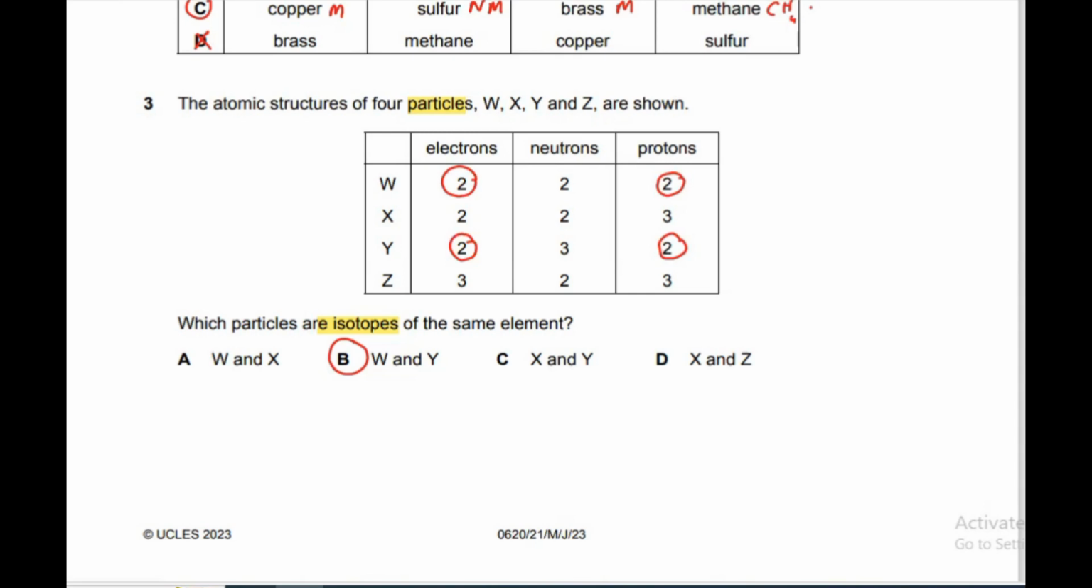They have the same electrons as well. So 2 protons, 2 electrons; 2 protons, 2 electrons. As the neutron number is different, these two are isotopes of the same element. So W and Y are isotopes of the same element. So B is the correct answer.